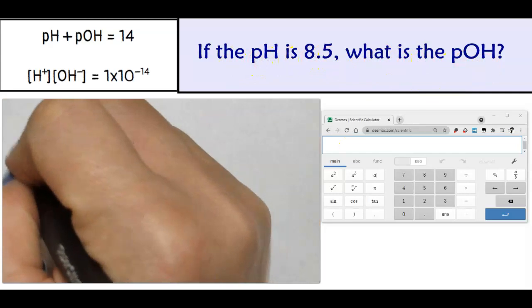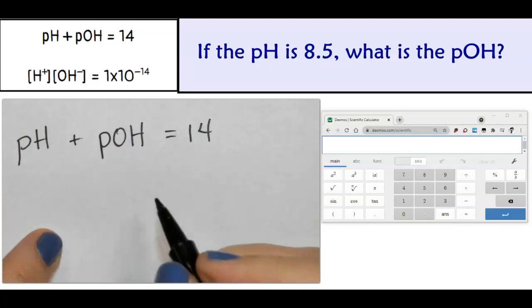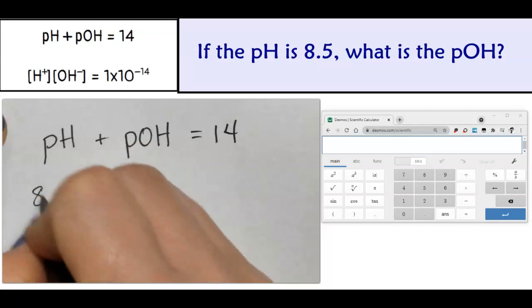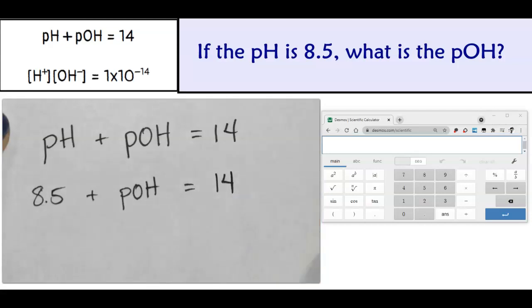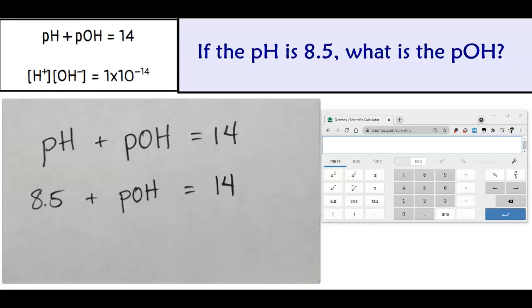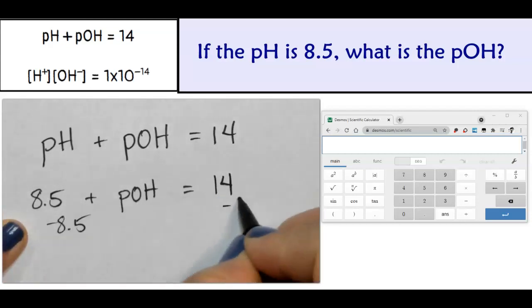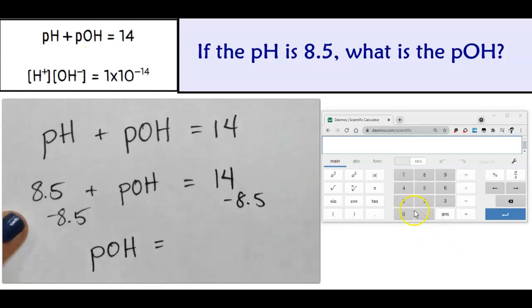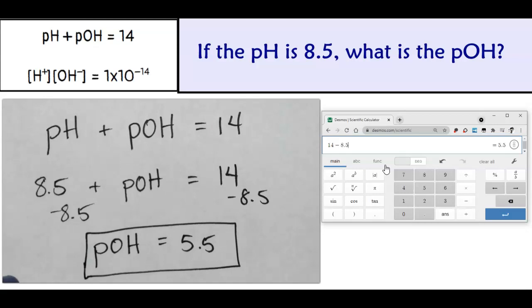So first of all, we recognize that the equation we want to use is pH plus pOH equals 14. Then plug in what you know. They tell us we have a pH of 8.5 plus, I don't know the pOH, but I do know that together they equal 14. And so to solve this, you're going to take 14 and subtract 8.5 to get your answer. So the pOH is equal to 14 minus 8.5, and that gets us 5.5 as the pOH.